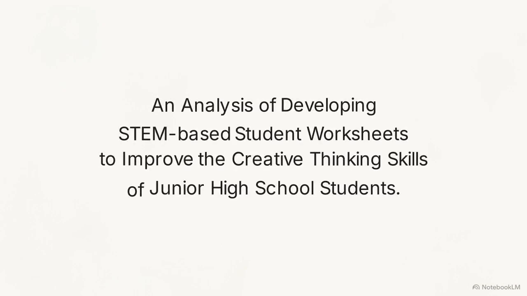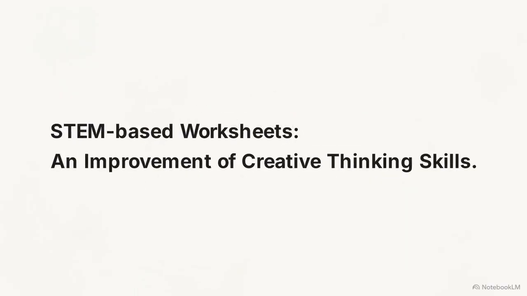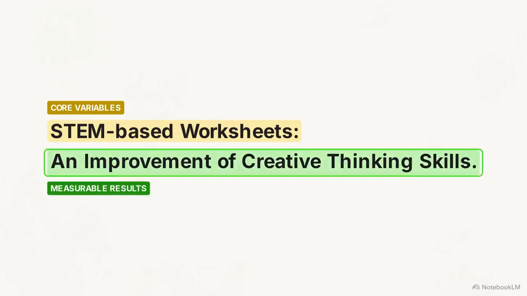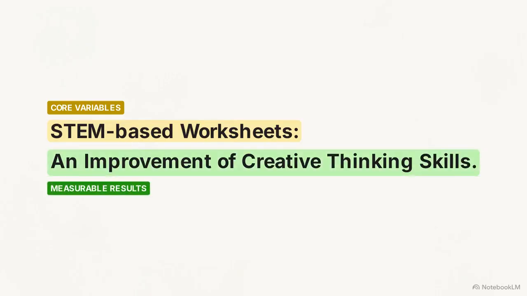Strip out process words like developing or analyzing. An effective Scopus-style title leads with exact variables and measurable results. This streamlined structure presents the core variables immediately, removing the need for the editor to search for your actual contribution.